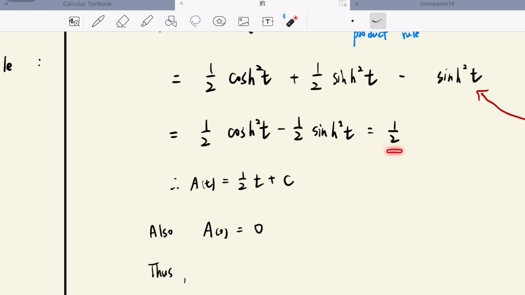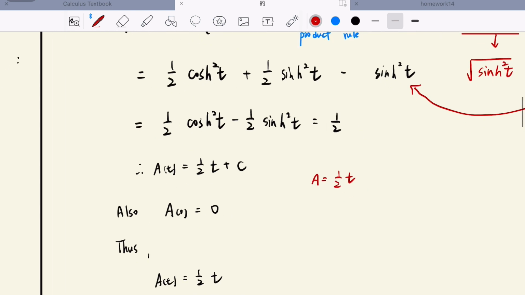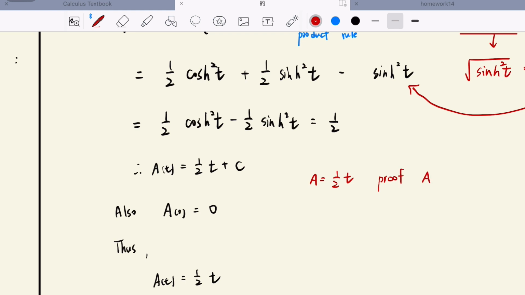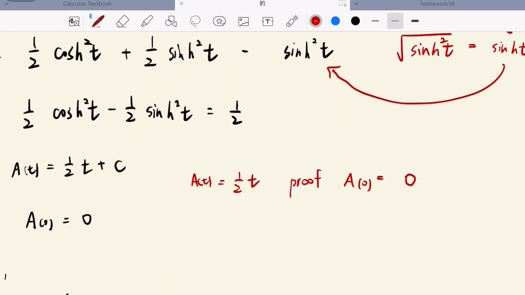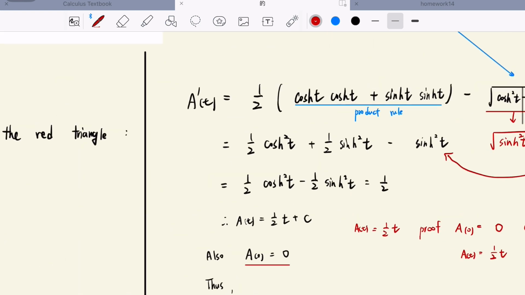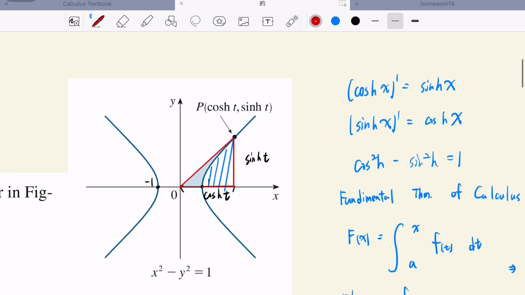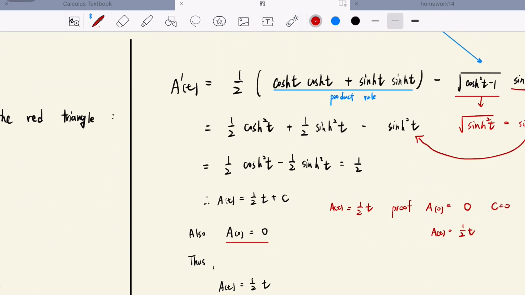So we can also know that the function a is equal to 1/2 t plus a constant. Now, if we want to show that the function a equals 1/2 t, we have to prove that when t equals 0, the value of the function is also 0, so that we can prove the constant equals 0 and function a is 1/2 t. And this is obvious because from the graph we can see when x equals 0, there's no area, it's just a dot. So of course, when x is 0, the function's value is 0.